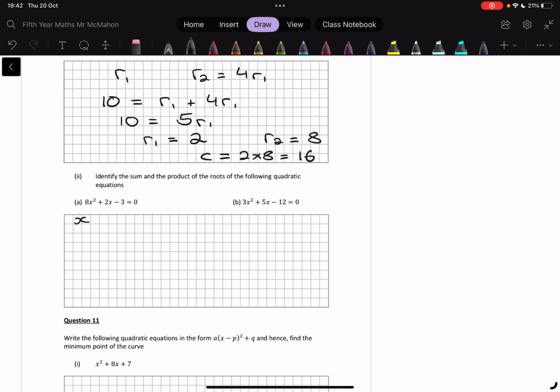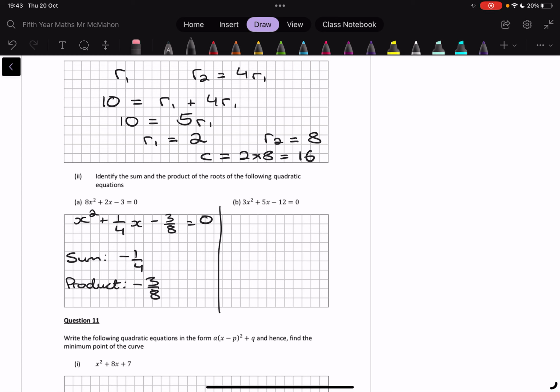So in order to do it, we have to first divide across by that 8, and we get 1/4 x minus 3 over 8 is equal to 0, and it means that the sum is actually minus 1/4, and the product is going to be minus 3 over 8.